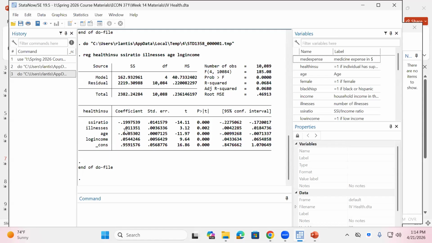Now, that's just the first criteria. I can't get anything about the second criteria from these results. Okay, we'll talk about that later on. But from that first stage, one thing that tells me whether or not that was a good instrument is the statistical significance of that instrument.